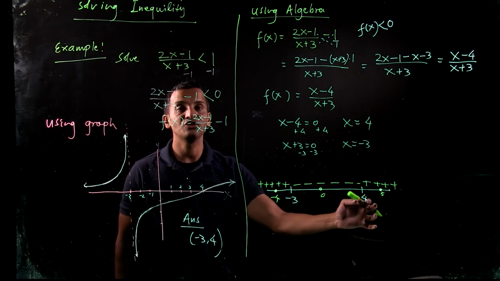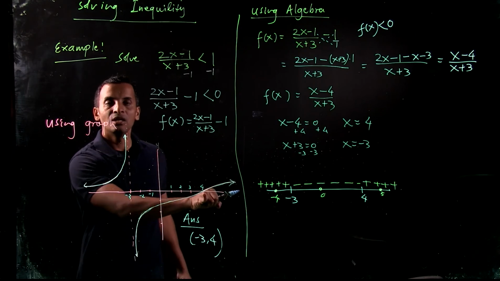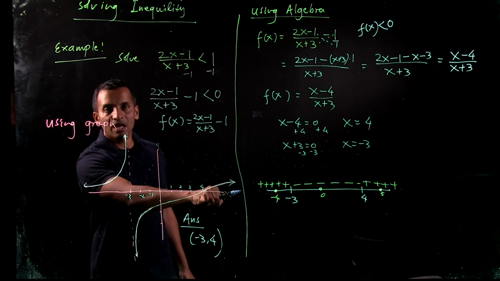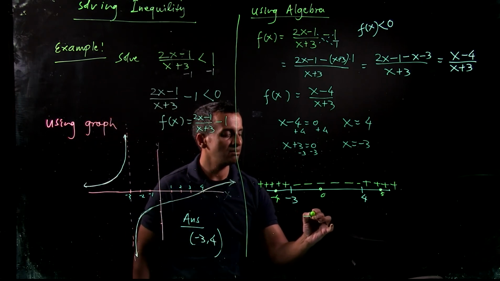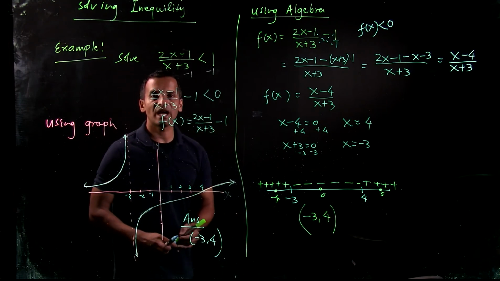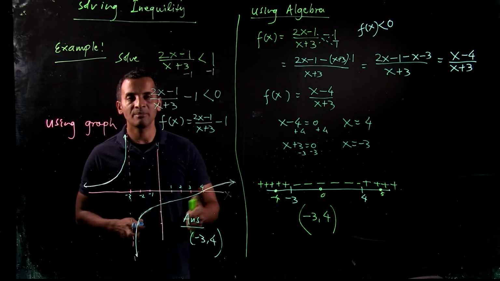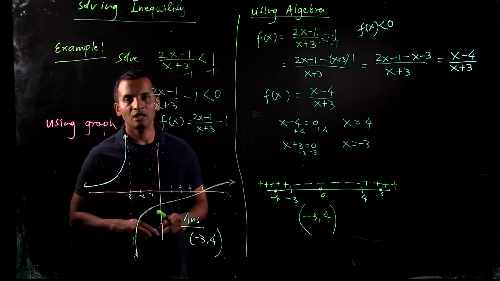And at 4 the function is 0. You can see that at 4 the function hits the x-axis, but we want only the negative y values. You want to list the x values that give you negative y values only. So it will be -3 to 4. Those are the values of x, and we got the same answer. We must get the same answer actually. We got the same answer for both methods. All right guys, thank you very much.